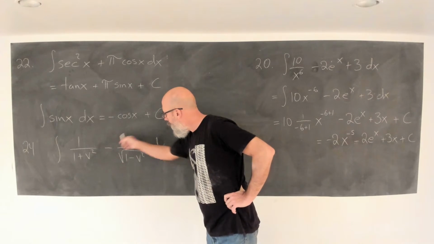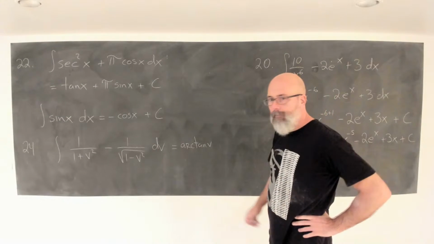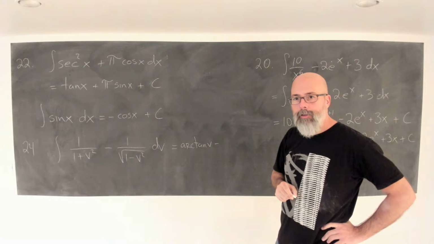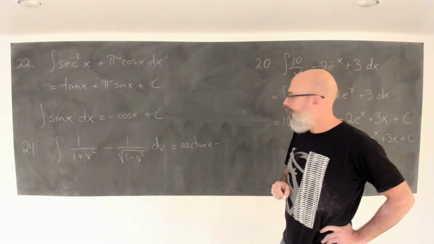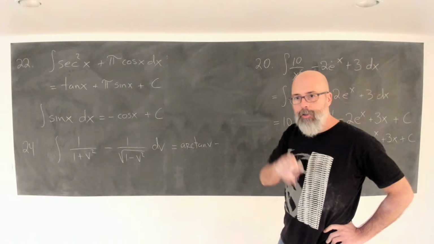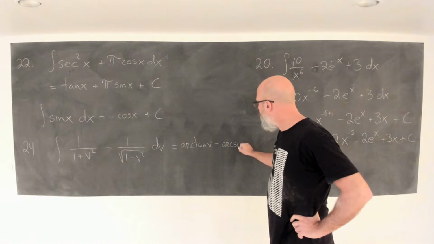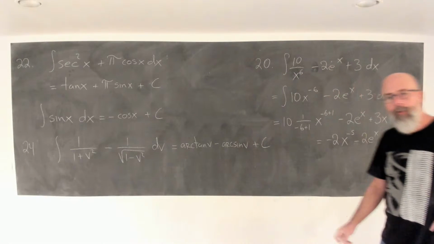What about this one here? Do we recall a function which has this as its derivative? Matt suggests arcsecant, not quite. Instead, arcsine. Arcsine it is. Throw in your arbitrary constant. There you have it.